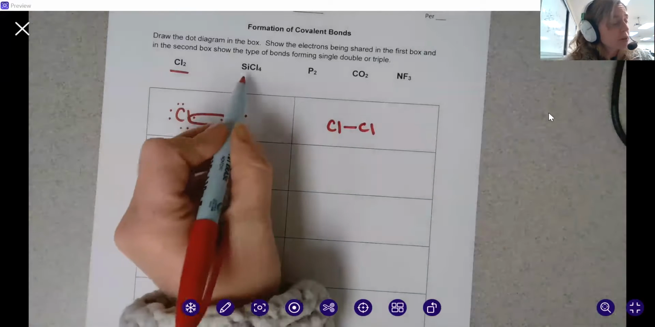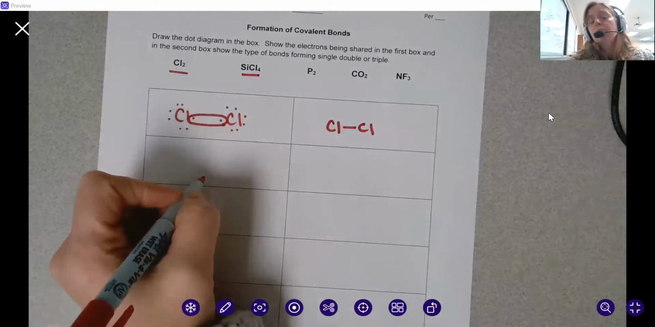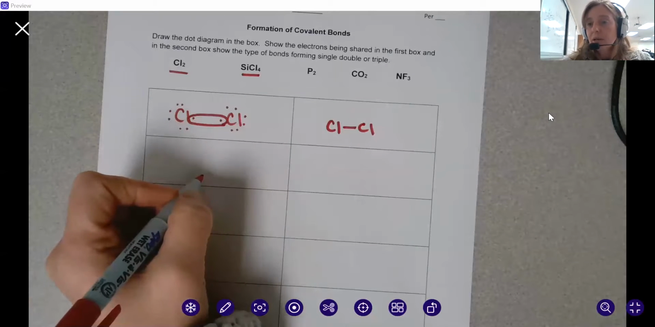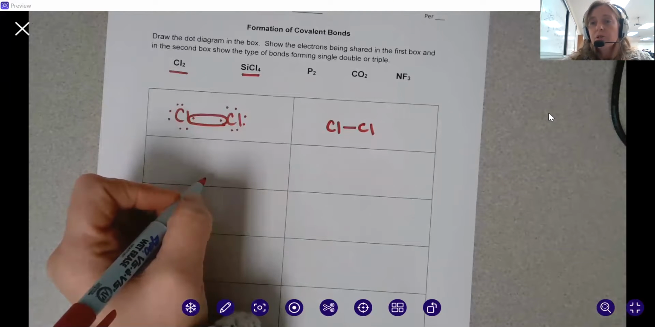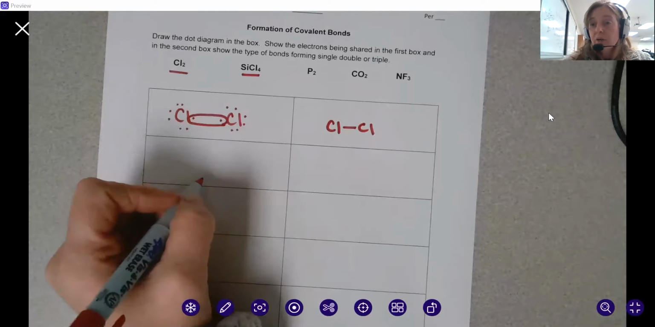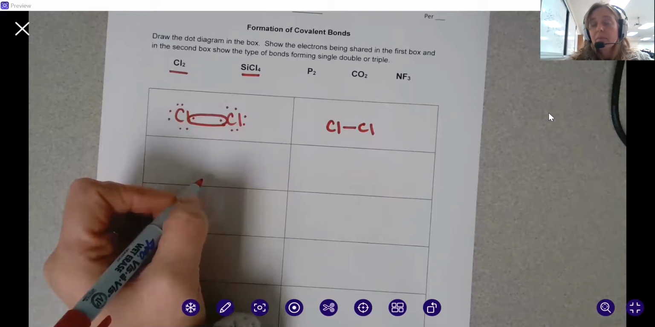Now the next one I'm going to do is SiCl4. So remember, when you have more than 2 elements, one of them has to be centrally located. Usually it's the first element listed in the compound that's going to be your central element. The only exception is hydrogen. Remember, hydrogen can only have a maximum of 2 electrons being shared total, so 1 bond. So it can never be the central atom.